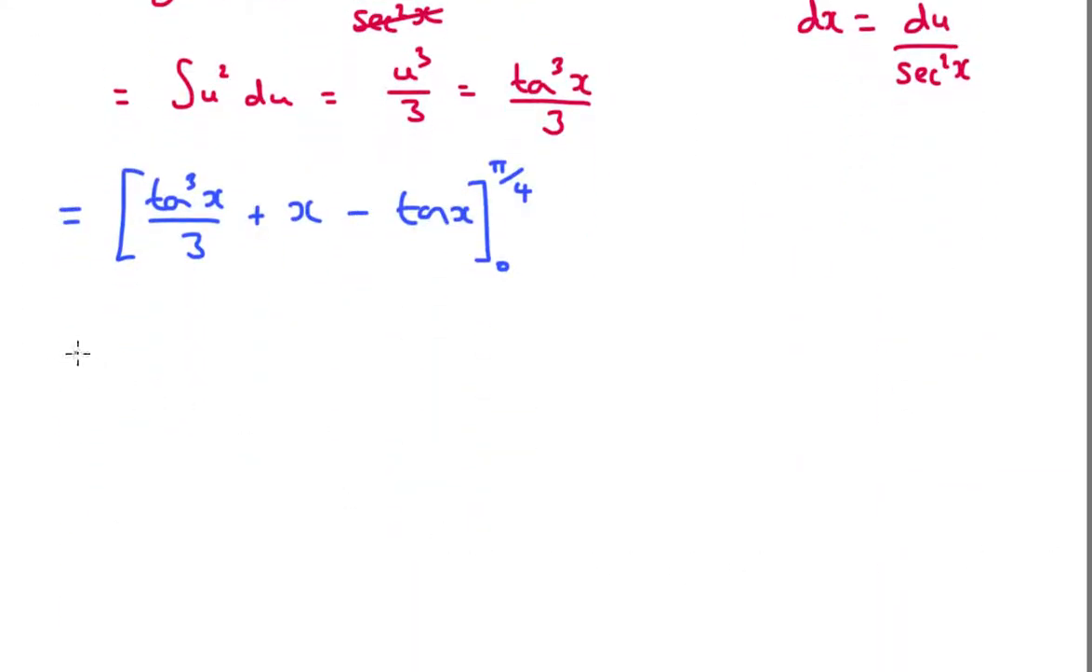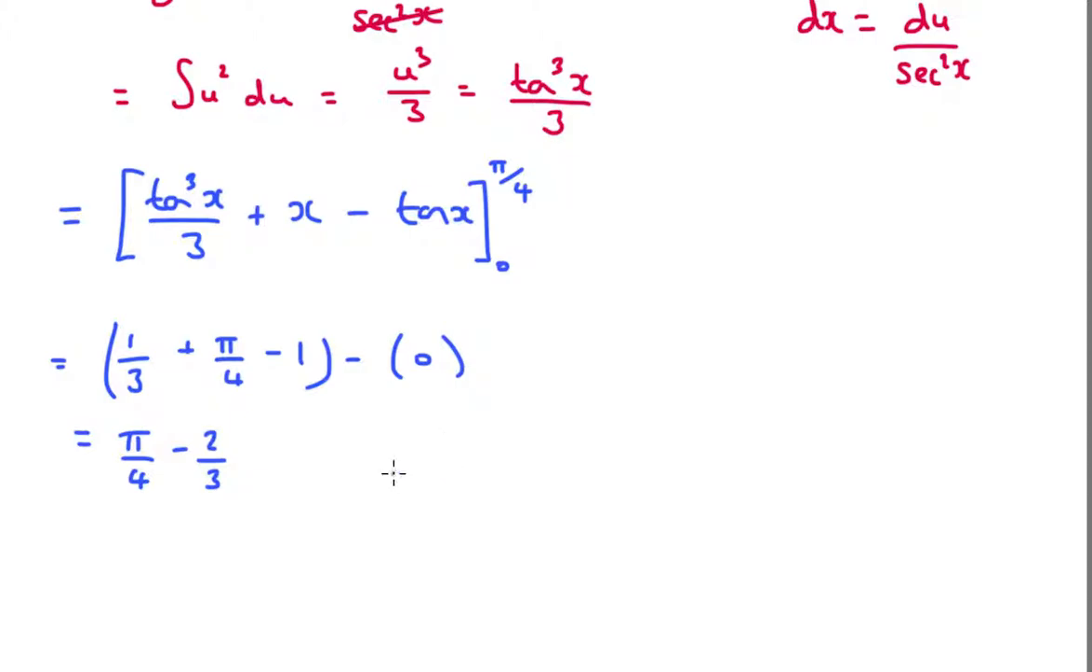Subbing the values in, tan of pi over 4 is 1. So we've got a third plus pi over 4 minus 1. Tan of 0 is 0, so that's minus 0, 0 and 0. So final answer is going to be pi over 4, 1/3 minus 1 is going to be minus 2/3. So that's my final answer.